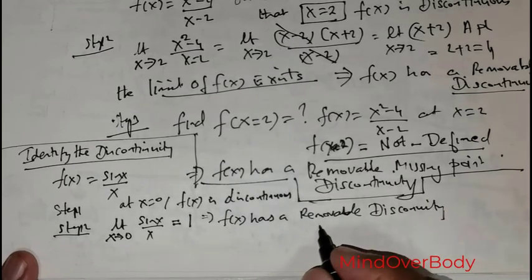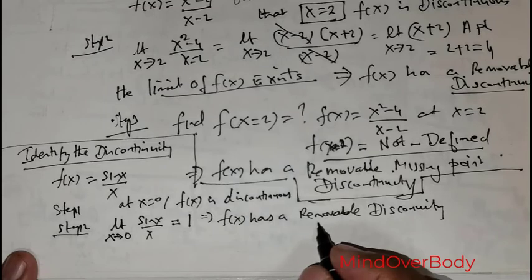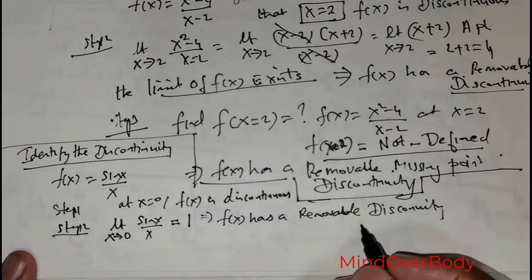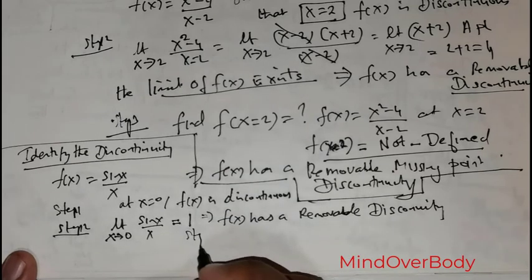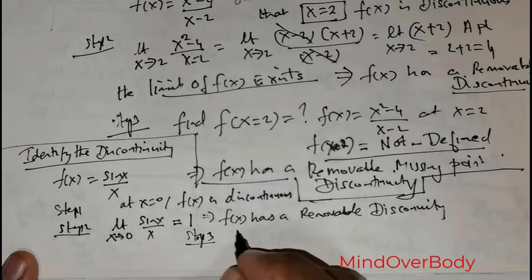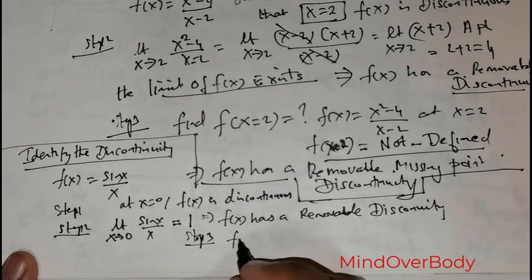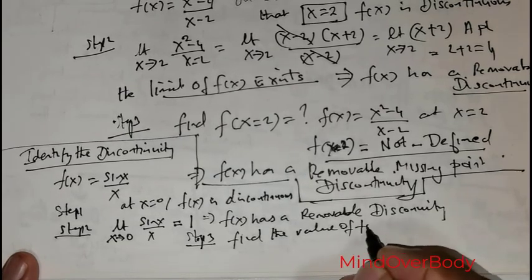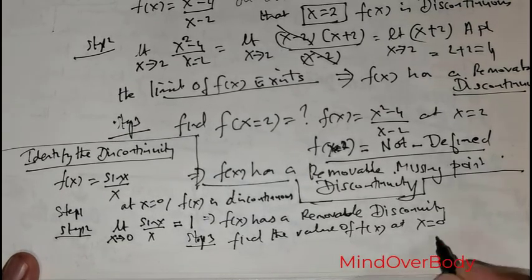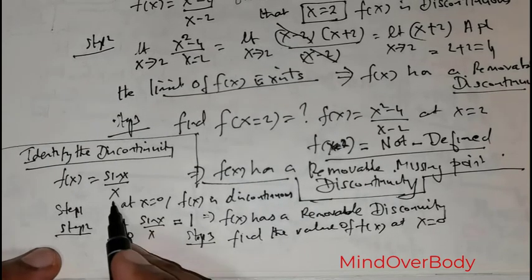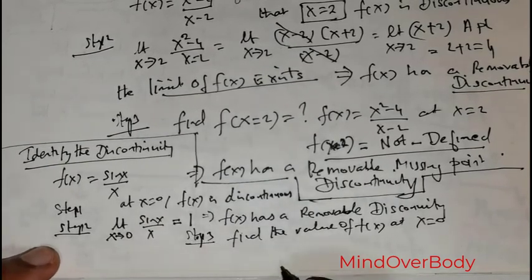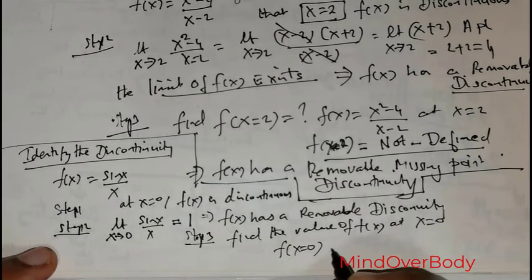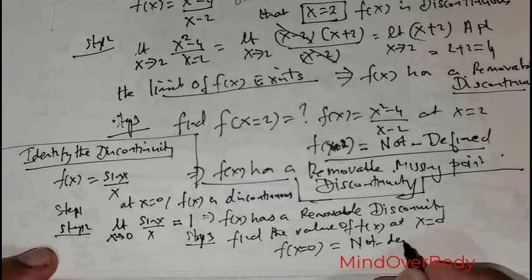Now in removable discontinuity there are two different categories. One is missing point discontinuity and the other is isolated point discontinuity. So the third step is to find out the value of the function. So we need to find the value of the function f of x at x is equal to 0. So what is the value of the function? At x is equal to 0, clearly we know the function is not defined. So that means f of 0 produces not defined.